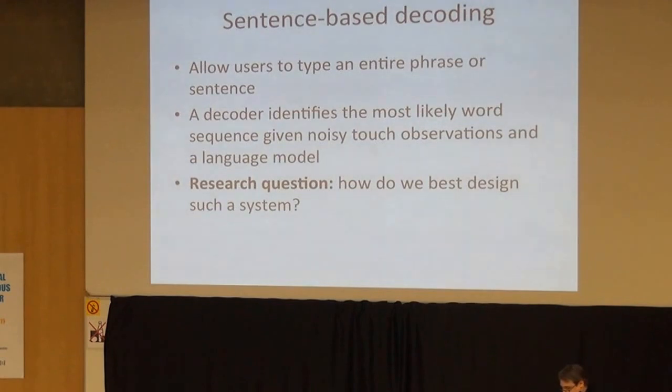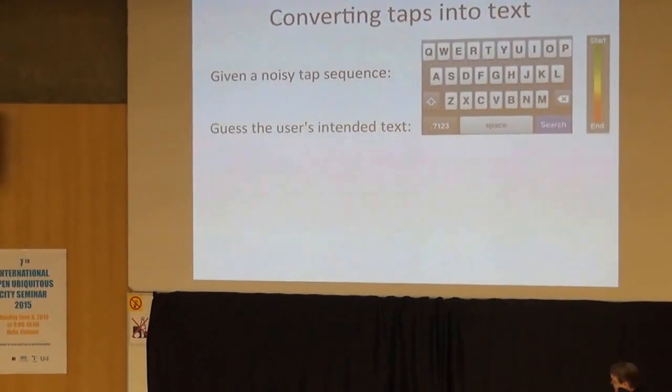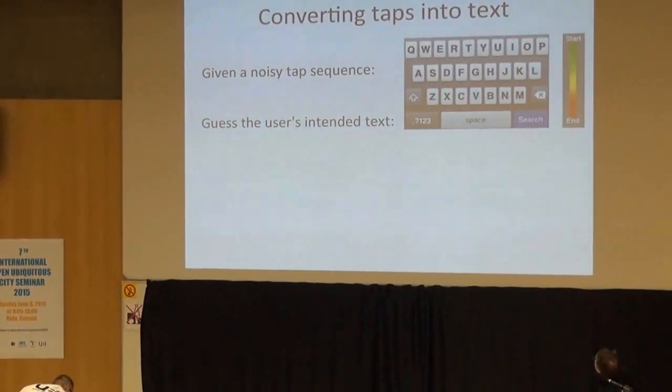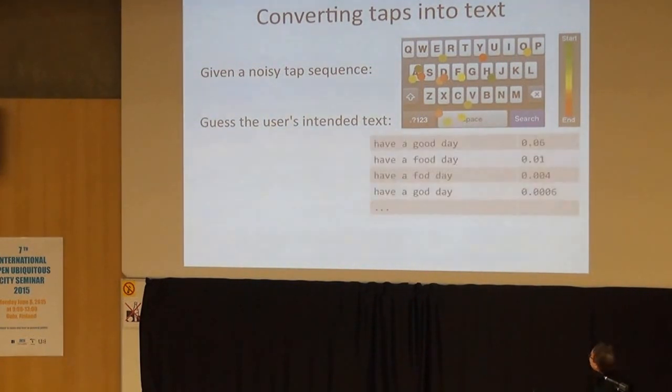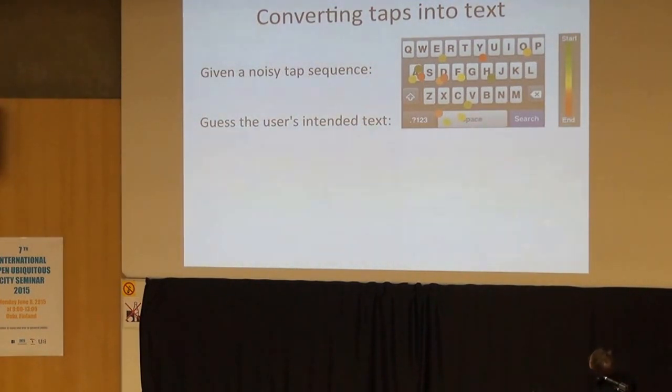How do we best design such a system? We have taps and we want to convert them into text. So we have a noisy tap sequence, such as this one. What is the user typing? You can play decoder. So the user is probably trying to say, have a good day.